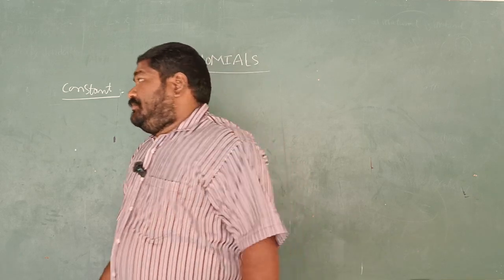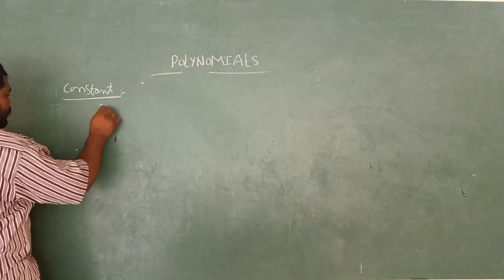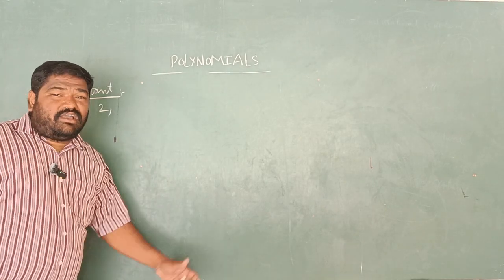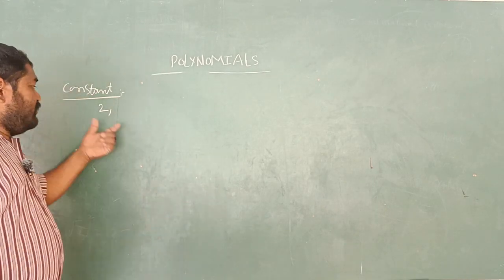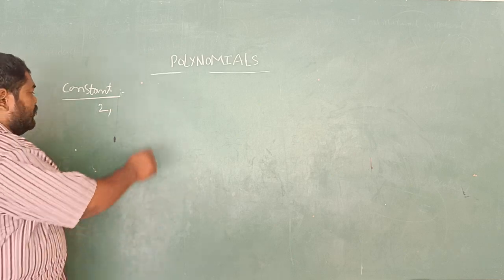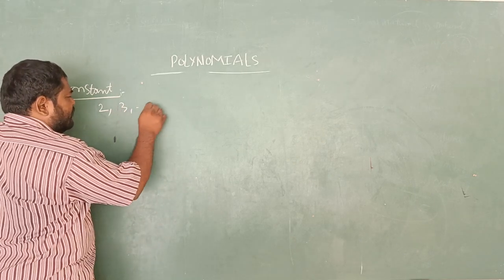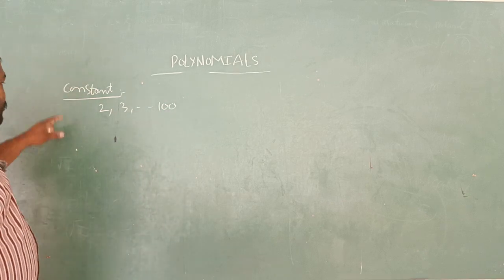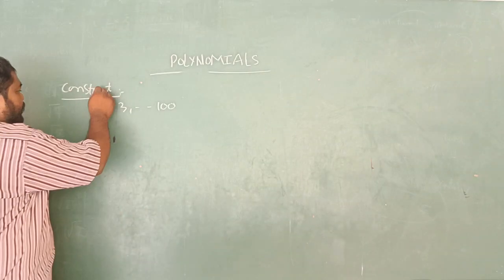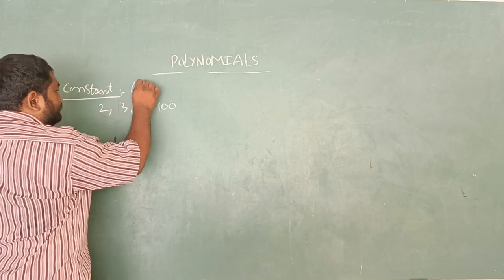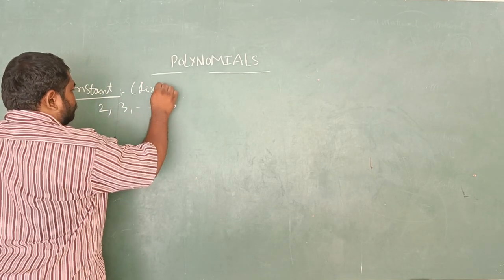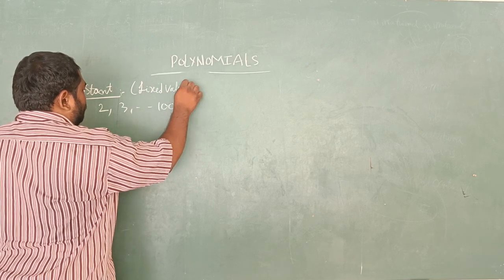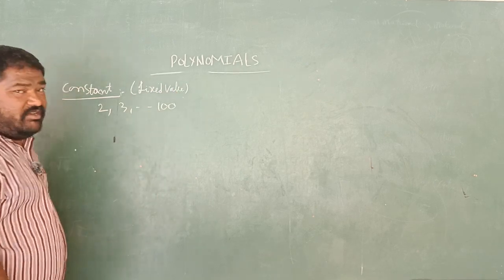For example, the value of 2 is 2 only, whether you are in Guntur or Tamil Nadu or the USA. The value of 3 is 3. Similarly, the value of 100 is 100. Therefore, a constant means a number which has a fixed value, or a symbol which has a fixed value.